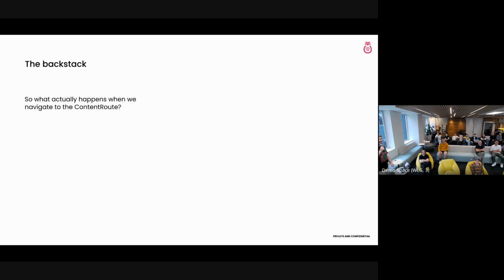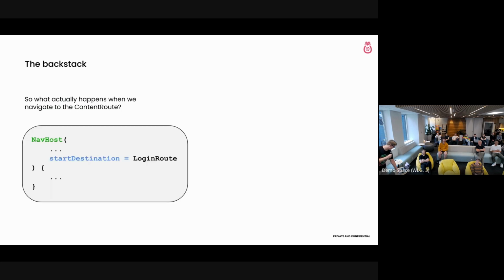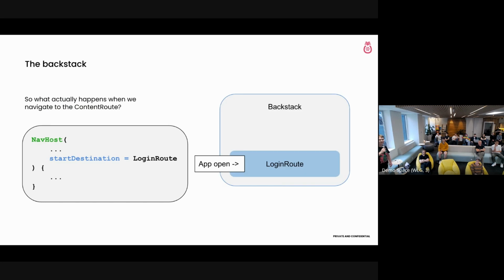Cool, so a little bit of an overview of what's going on at the moment. As we defined before, our start destination for the nav host has been defined as a login route. And so when a user opens the app via the launcher icon, they're going to get a backstack that just has the login route on it.